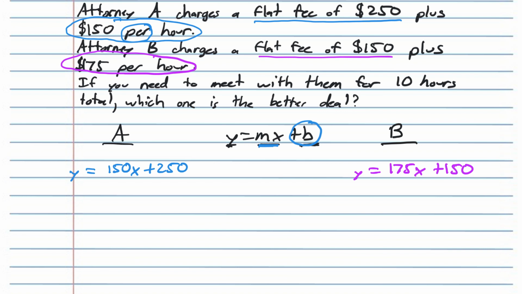So the question says, if you meet with them for 10 hours. Well, the hours in our equation is represented by x. In attorney A, it was $150 per hour per x. In attorney B, it was $175 per hour. So we're just going to plug in 10 for x. So for attorney A, here's what that looks like.